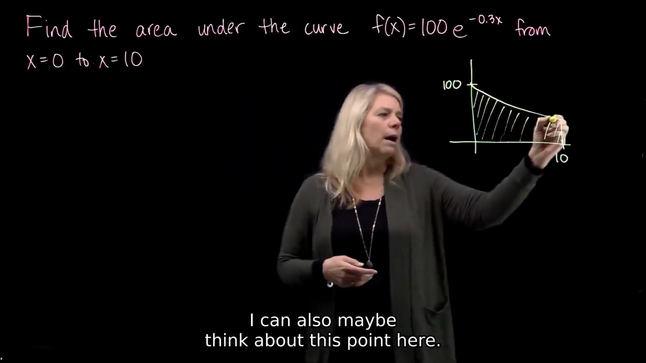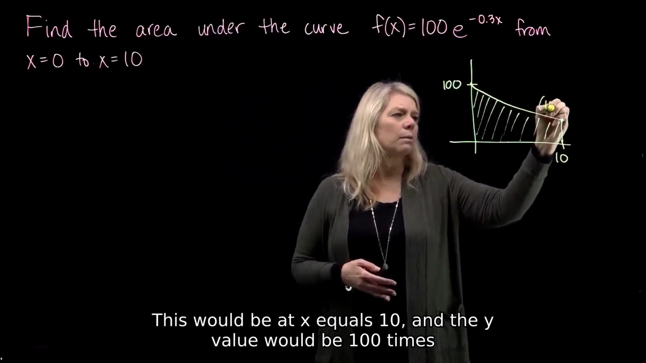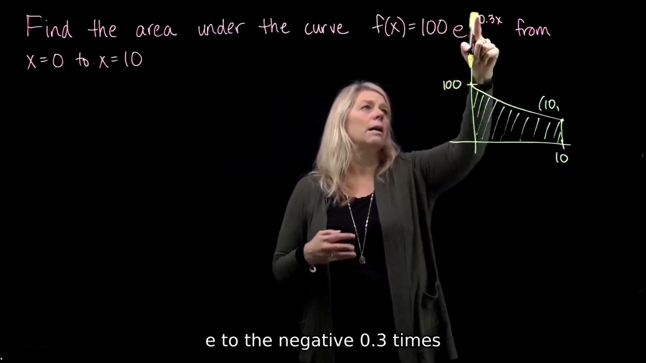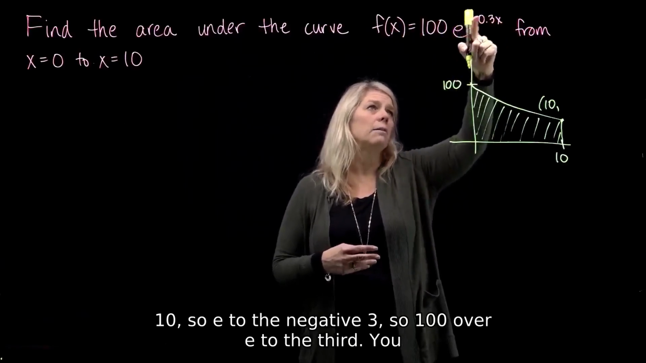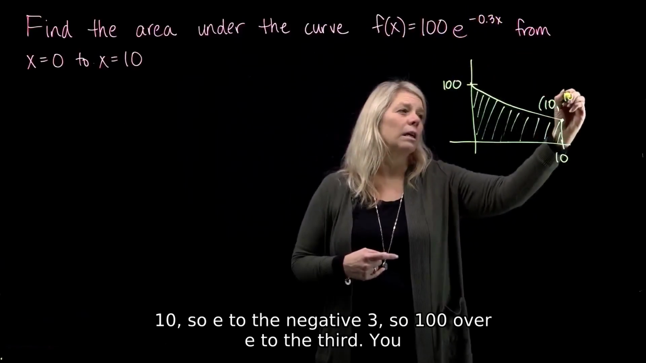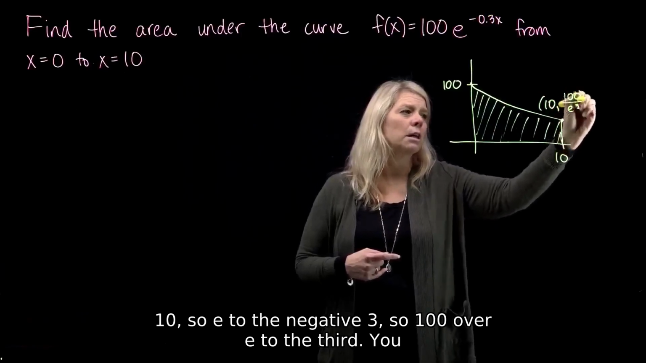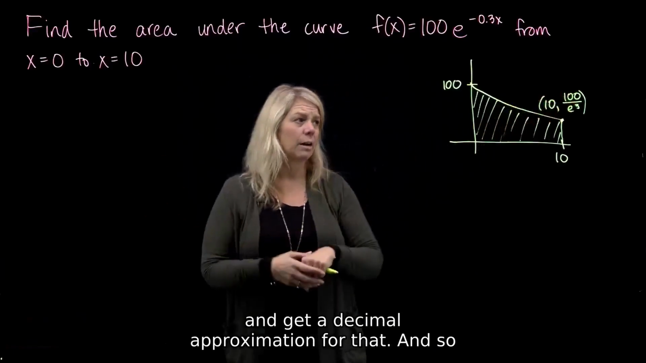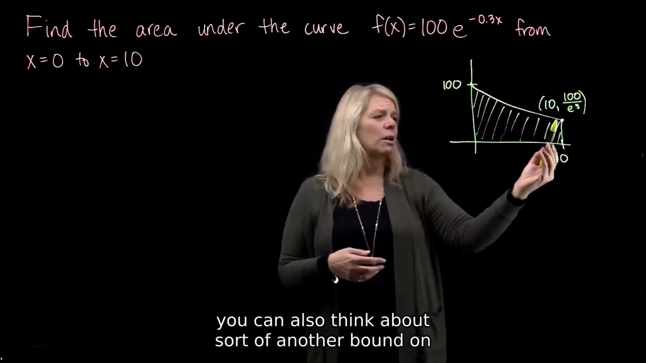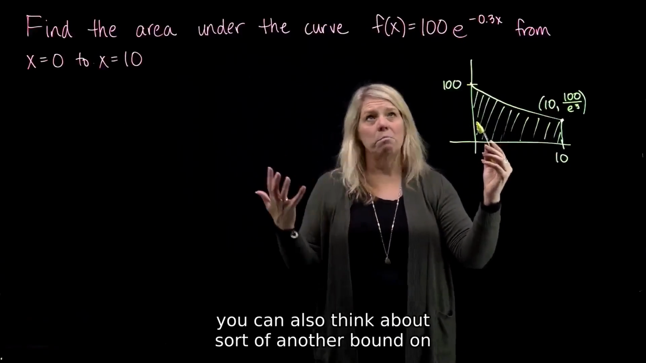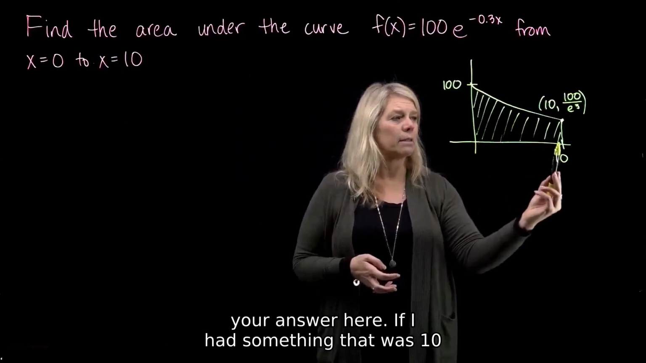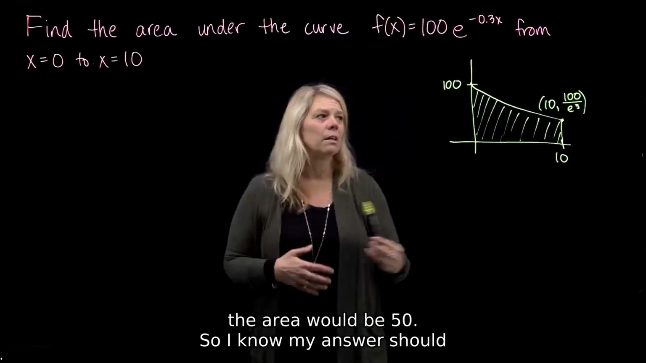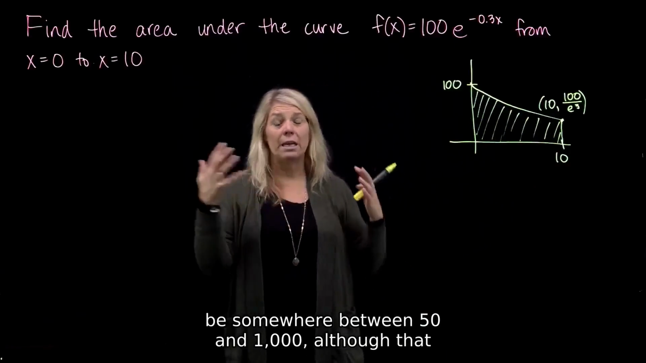I can also maybe think about this point here. This would be at x equals 10, and the y value would be 100 times e to the negative 0.3 times 10, so e to the negative 3. So 100 over e to the third. You could get a decimal approximation for that. That's about 5-ish. Get out your calculator and get a decimal approximation for that. And so you can also think about another bound on your answer here. If I had something that was 10 units wide and only about 5 units high, the area would be 50. So I know my answer should be somewhere between 50 and 1,000.